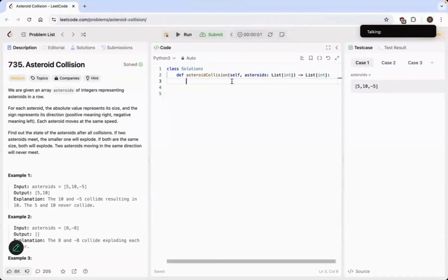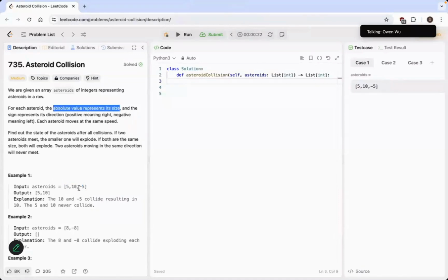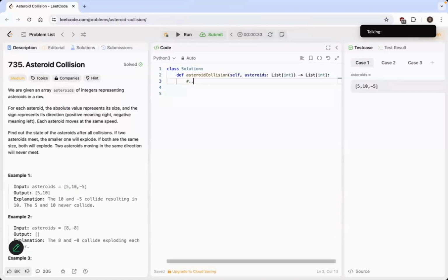Okay, so today we're going to solve a question called asteroid collision. We're given an array of asteroids of integers that can be positive or negative. The number represents the weight of the asteroid, the absolute value represents its size. So for example, if this is -5, then the size is actually 5, and the sign represents its direction. Positive means towards the right, and negative means towards the left. So we want to find out the state of asteroids after all collisions.